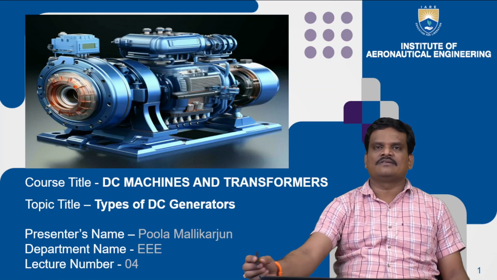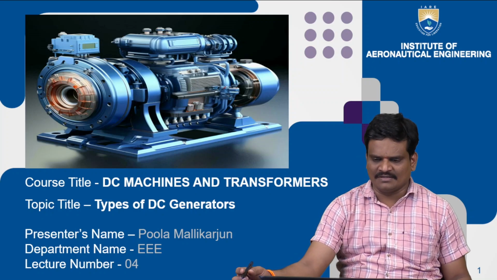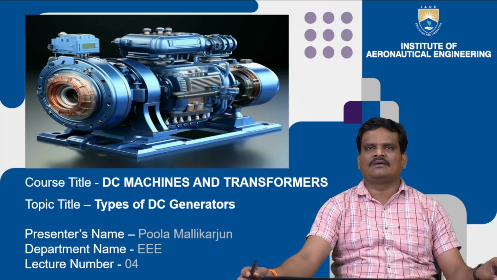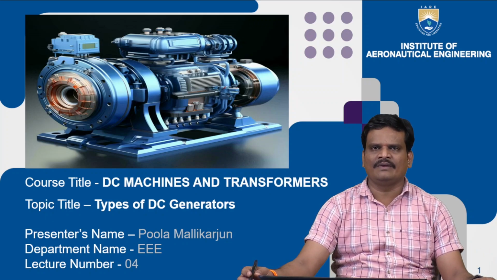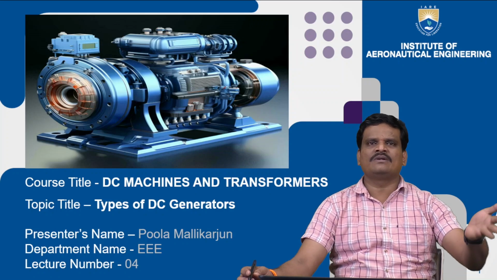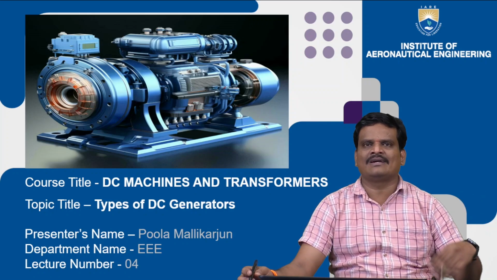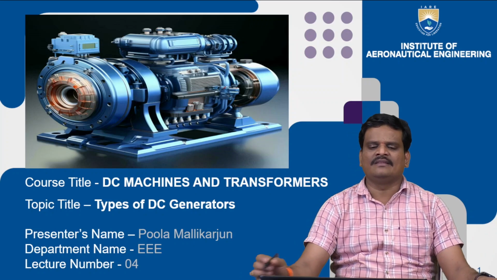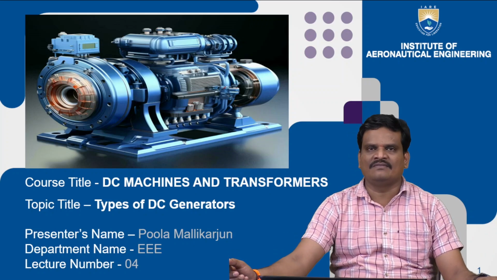Today we are going to discuss different types of DC generators. With respect to previous classes, we have discussed the construction of a DC generator, the different types of windings associated with it, and the amount of EMF generated. That is, we have calculated the expression for generated EMF in a DC generator. In today's class, we will discuss the types of DC generator.